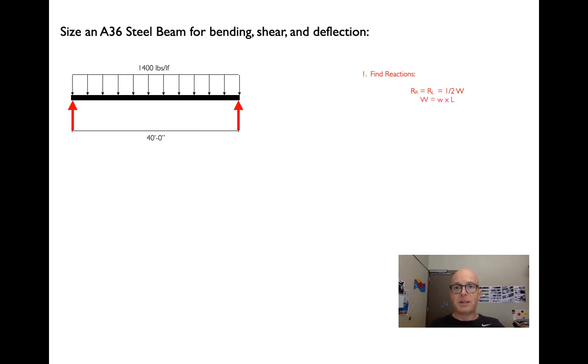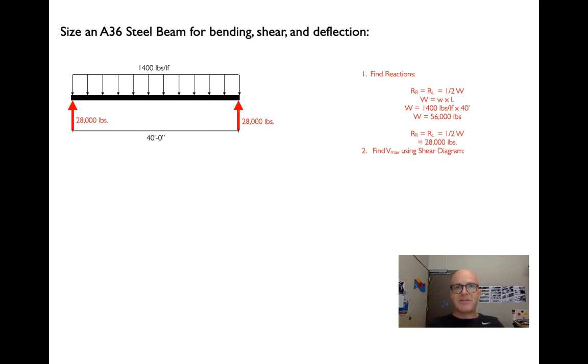Note that we have a distributed load though, so we actually have to calculate what the sum total of the distributed load is. We have 1,400 pounds per linear foot, and we have 40 linear feet of it. So not surprisingly, we multiply those two together, 1,400 pounds per linear foot times 40 feet. Feet will cancel each other out, and we'll be left with a figure in pounds. The sum total will be 56,000 pounds, and now we just have to divide that in 2 to get the reactions on both sides. So reaction left and reaction right are both going to be 28,000 pounds.